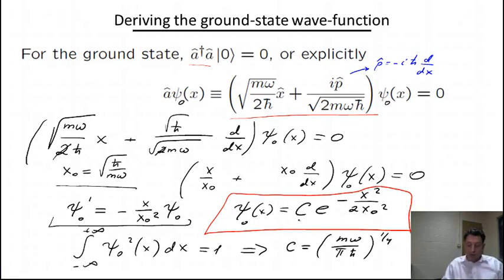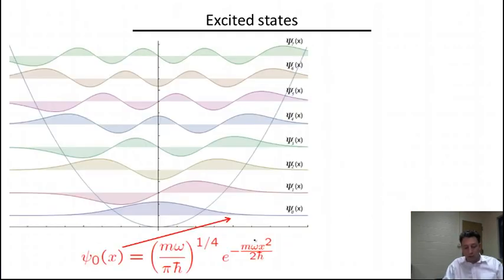But notice that we have found the ground state wave function without actually solving the Schrödinger equation. We actually solved a much simpler equation, this first order differential equation, just by requiring that our wave function is an eigenstate with eigenvalue 0 of this annihilation operator. So this is great. We can now work with this wave function if we want, but what about the higher energy states? What we have just done was determine the lowest energy state.